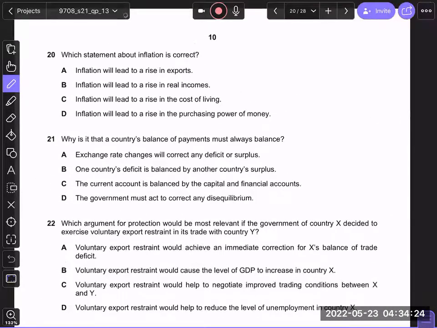Which statement about inflation is correct? Inflation will lead to a rise in exports. Inflation will lead to a rise in real income, neither rise in exports, neither rise in real incomes. Inflation will lead to a rise in the cost of living. Inflation will lead to a rise in the purchasing power. Inflation will lead to a rise in cost of living. आपकी जो cost of living है वो increase कर जाएगी because of inflation.